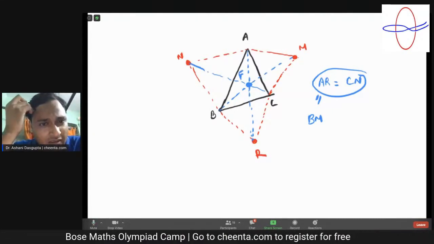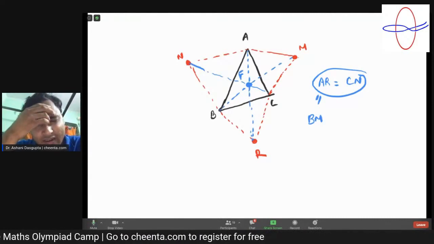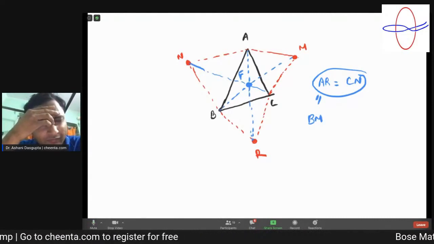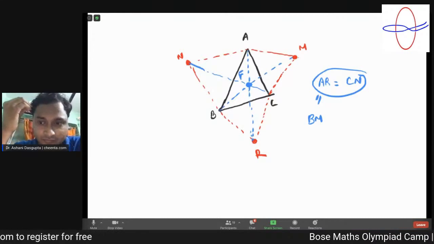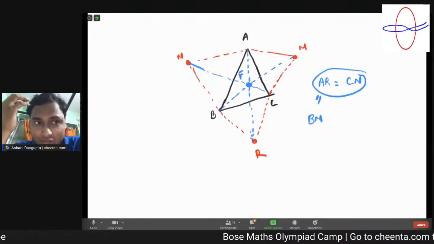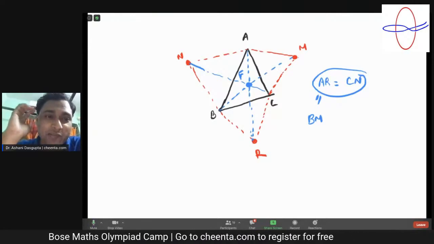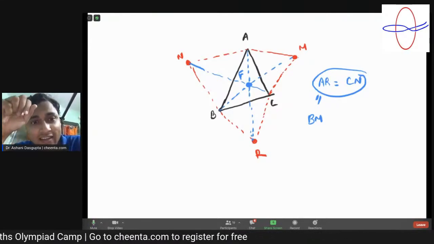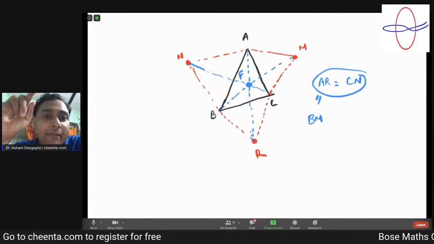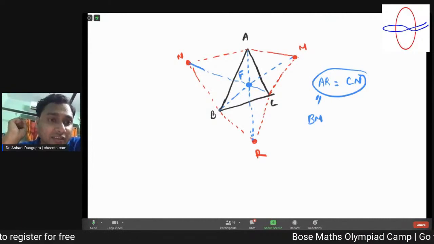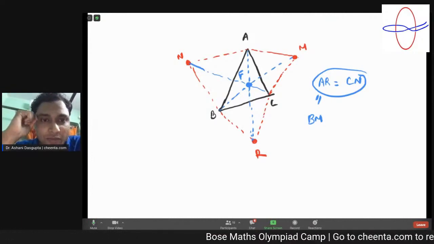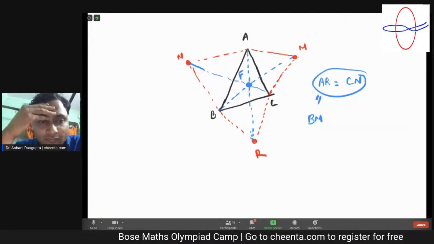RN is not a straight line, by the way. That's also the point. RN is not a straight line. Let me not say not a straight line. It may not be a straight line. Then ABC has to be 60 degrees if RN has to be a straight line. Yes, they are equivalent.